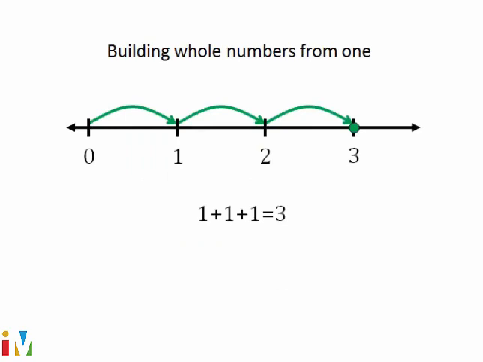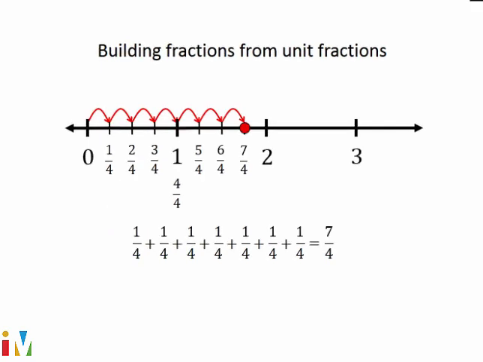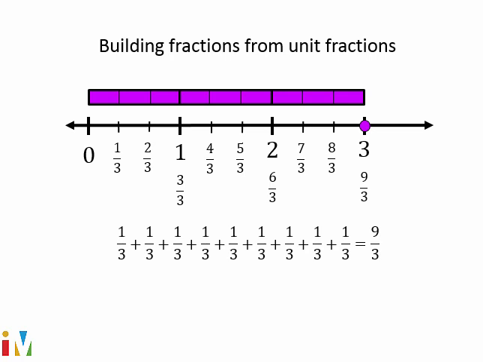On the number line, we use the interval from 0 to 1 to mark off whole numbers. For example, 3 is a distance of 3 ones from 0. And we use the interval from 0 to a unit fraction to mark off fractions. For example, 3/4 is a distance of 3 fourths from 0. Similarly, 7/4 is a distance of 7 fourths from 0. And 9/3 is a distance of 9 thirds from 0.